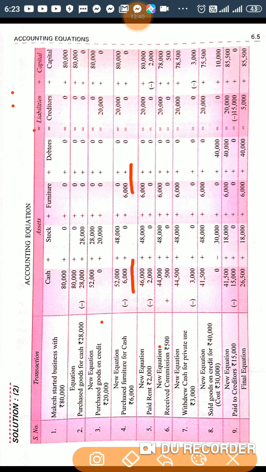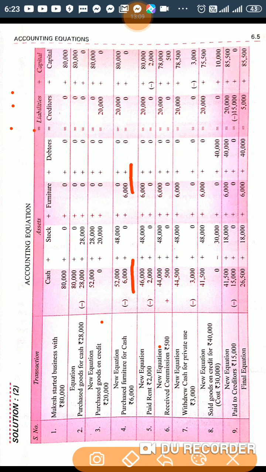Now capital is decreased by 2,000, now it becomes 78,000. Now if you see the total of the capital and liability side, it becomes 98,000, and at the same time the asset side is also 44,000 plus 48,000 plus 6,000, that is 98,000. So the equation is balanced.